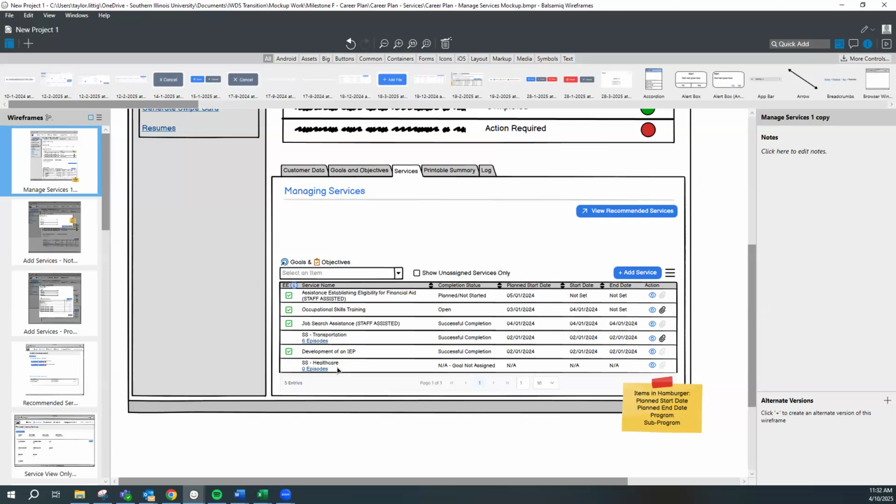I would rather have them, when they first glance at the table, see what's currently open, basically. What do I have going on with this person? And then the successful completions fall down the list, and then the goals not assigned are at the bottom, so they have to go and move them, actually do something with them, look for it, be proactive about that.